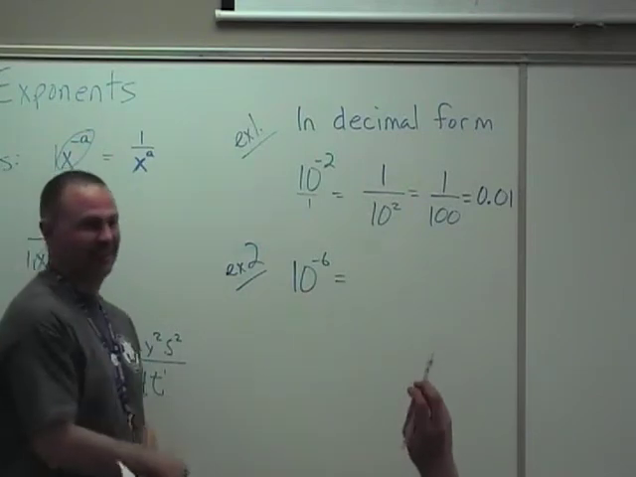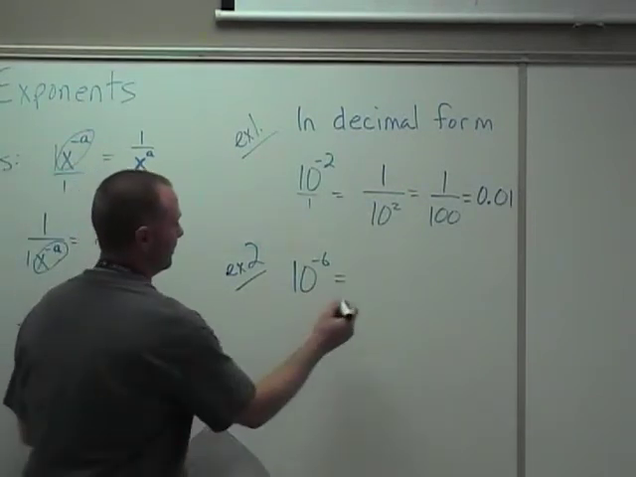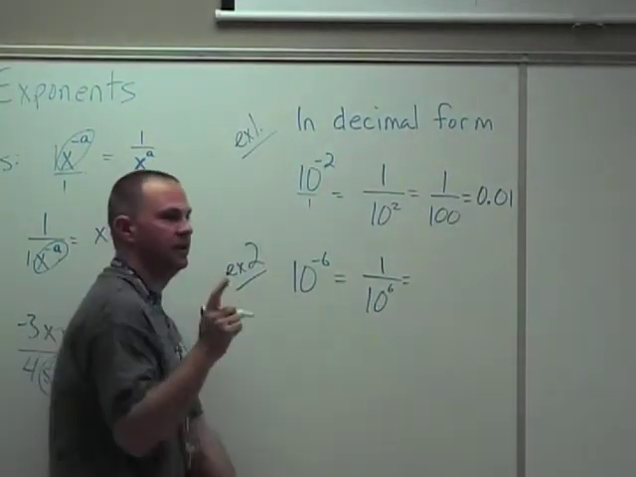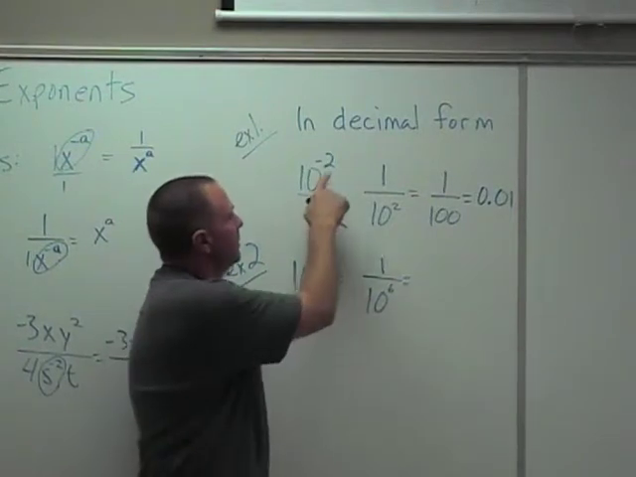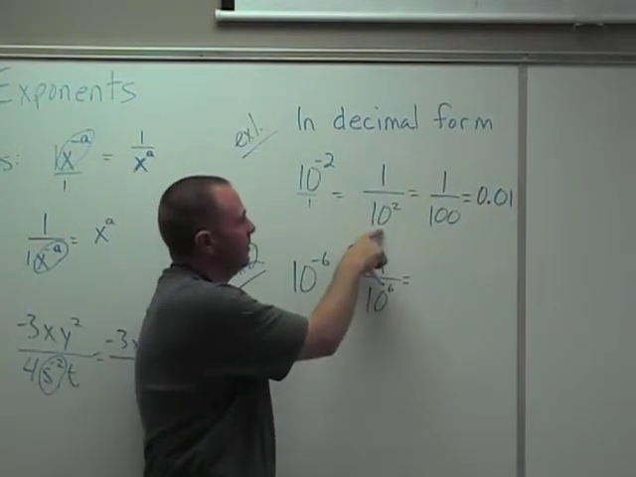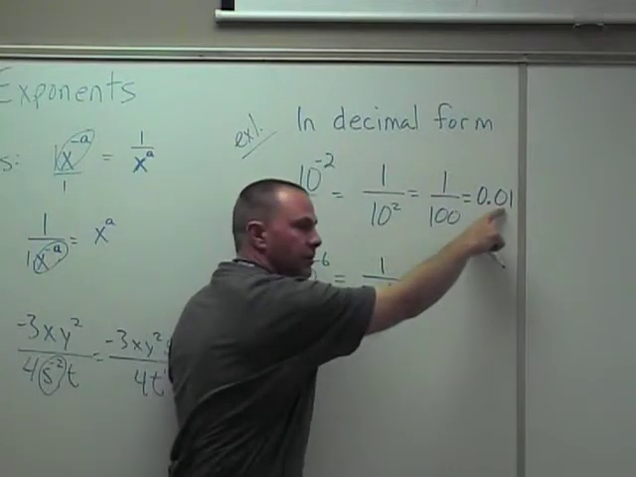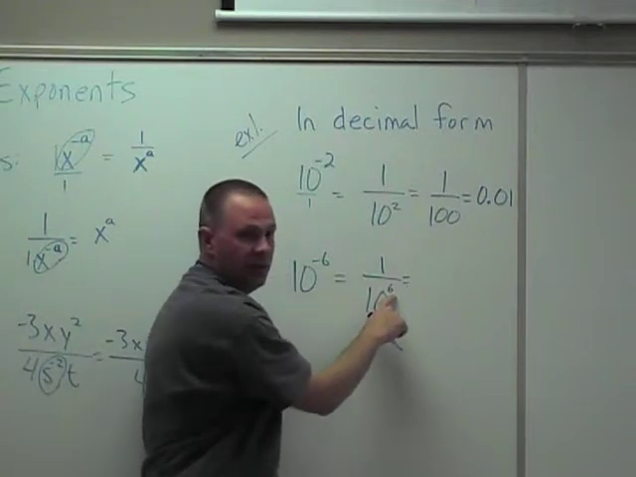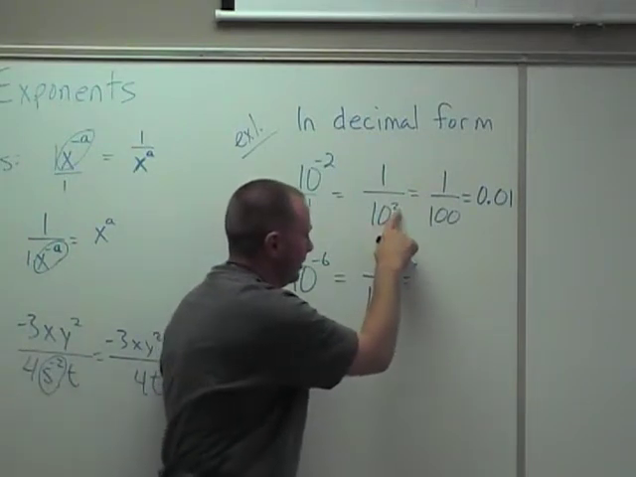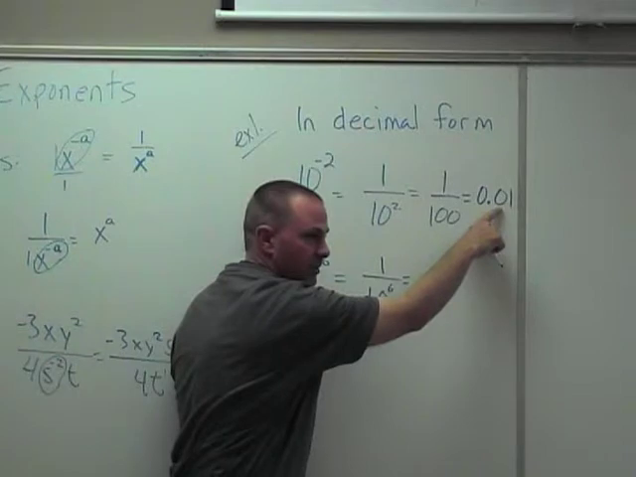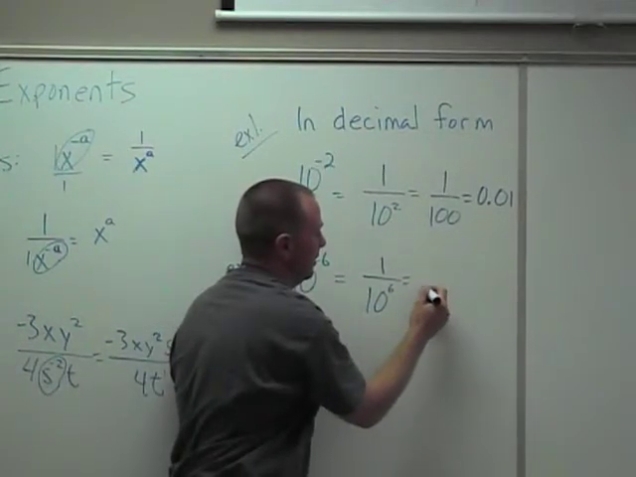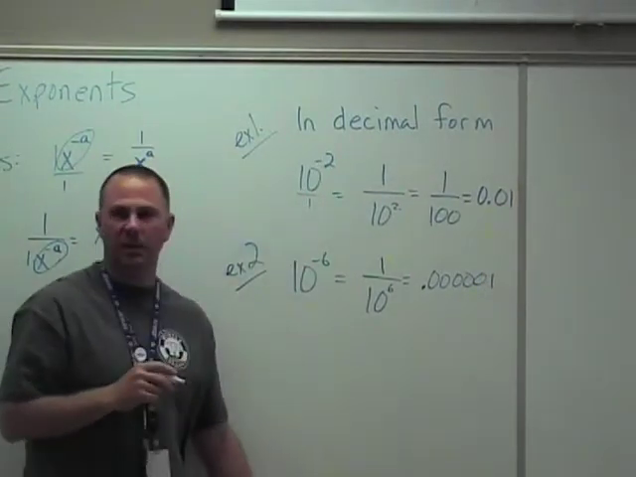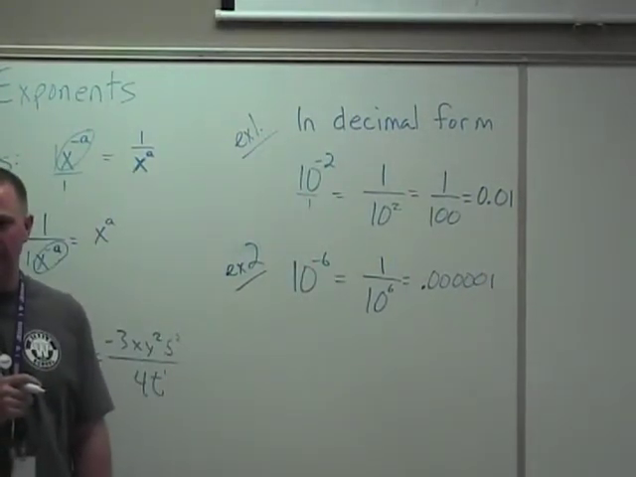Was that Buckler? Yeah. 1 over. All right. 1 over 10 to the 6th power. Now, here's how you do this. 10 squared, add 1 zero, with 2 decimal places. How many zeros is this going to have? 4. 10 squared, add 1 zero. 5. Yeah. 1, 2, 3, 4, 5. 6 decimal places. Okay.